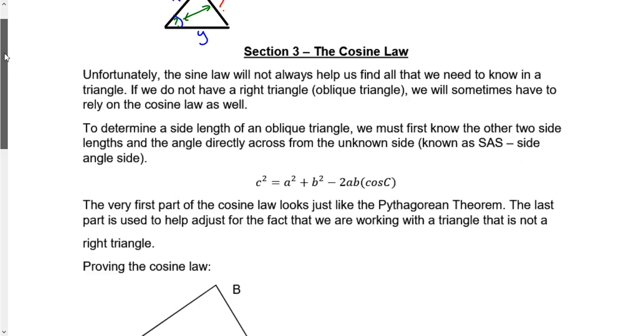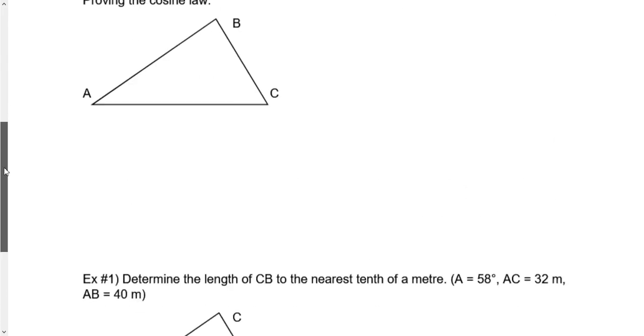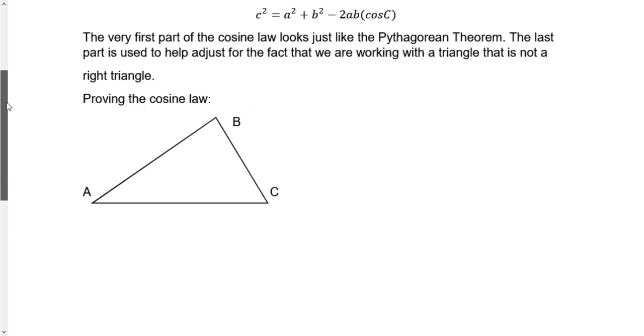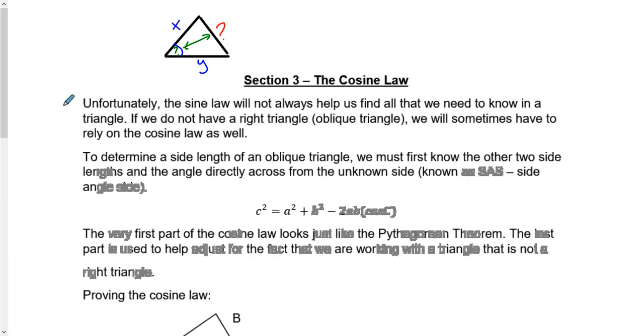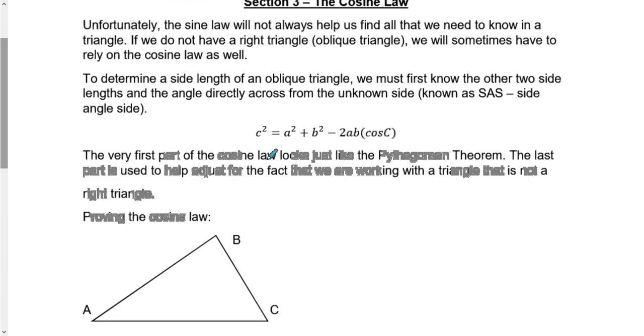Oh no, I think that we solve for the side. Yeah, I solve for the side first, and then I solve for the angle. So here is our cosine law. You'll notice in here, it's a lot more convoluted. But at the same time, you can see this very first part looks identical to the Pythagorean theorem. The main reason is this last part simply helps to correct for non-right triangles.